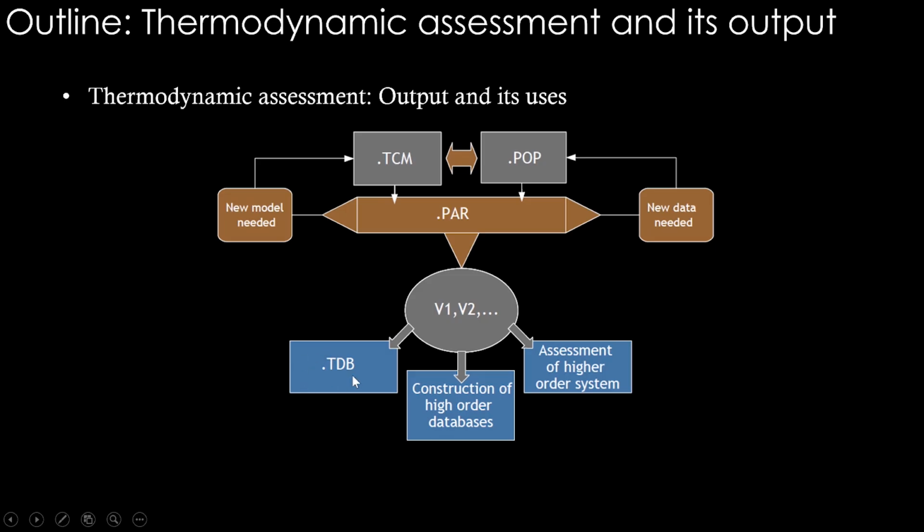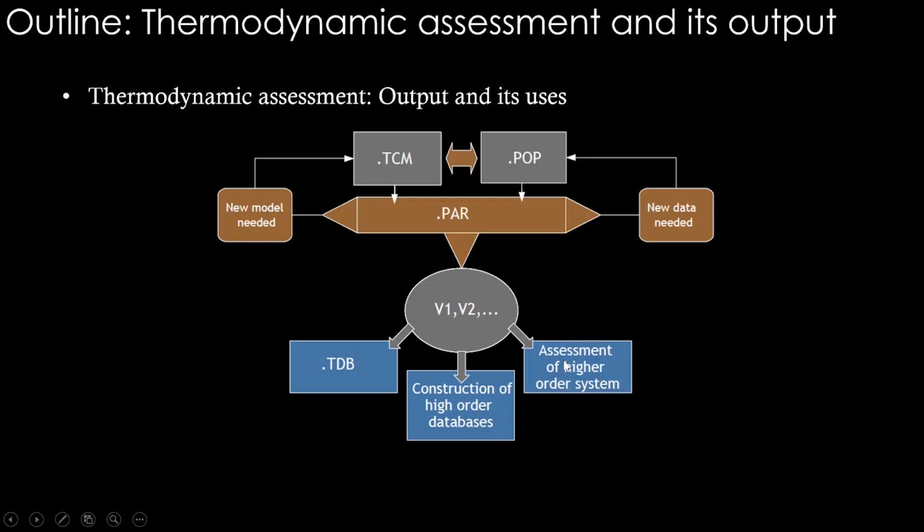That TDB file can be a standalone one for a binary system, or it can be done for a ternary system. And that can be published as thermodynamic assessment or thermodynamic modeling for so and so binary or ternary separately. In CALPHAD-type journals, the majority of papers are dedicated to this sort of assessment work. And what are the other things that can be done with this data that is generated? One is construction of higher order databases. And another use is assessment of higher order systems.